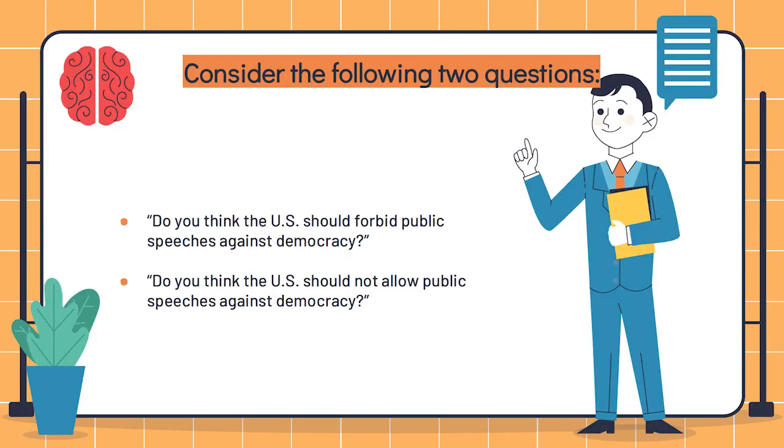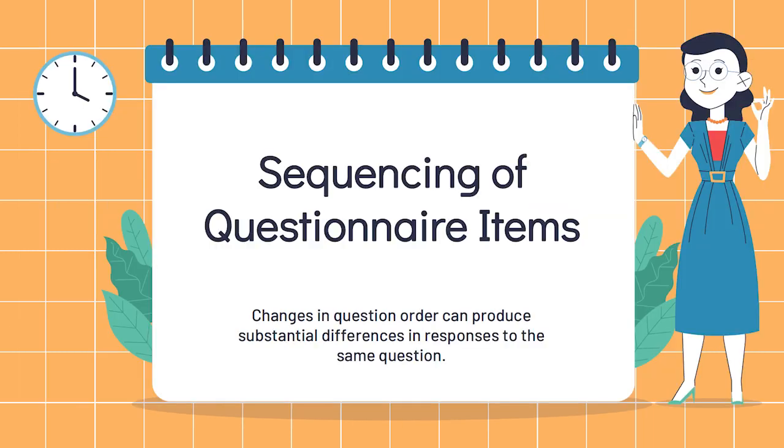Do you think the US should forbid public speeches against democracy? Or, do you think the US should not allow public speeches against democracy? Sequencing of questionnaire items. Changes in question order can produce substantial differences in responses to the same question. It is generally recommended that questions with a similar context be placed together.